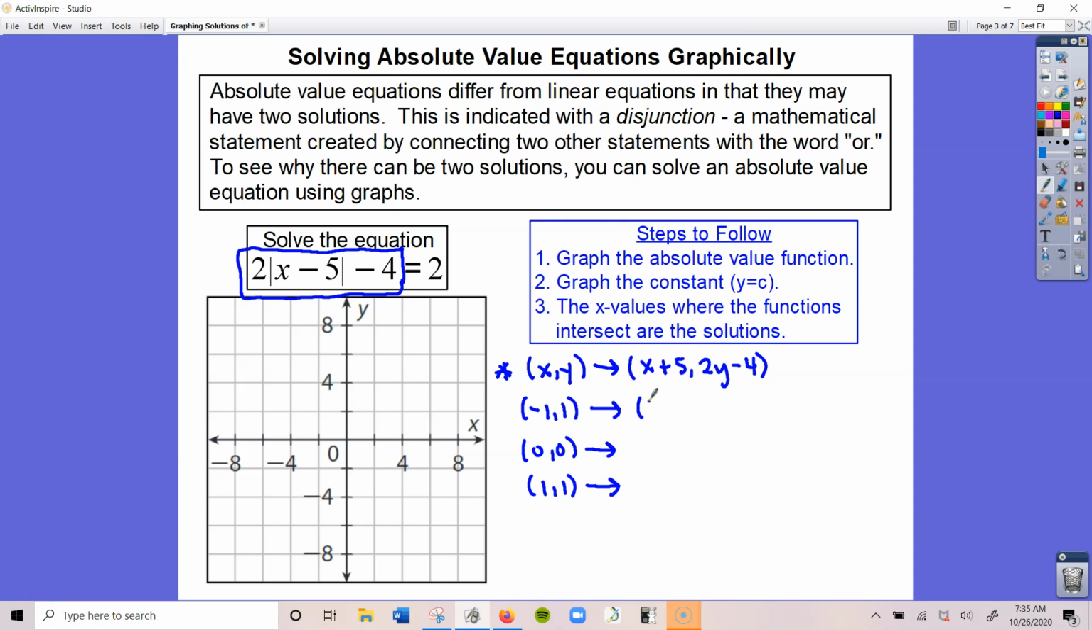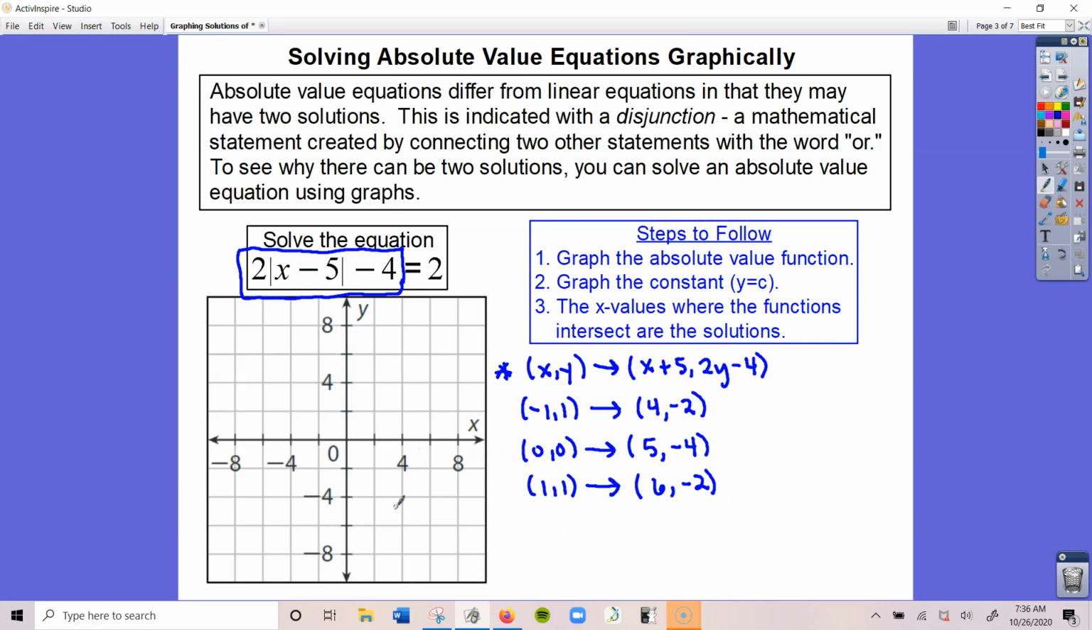Negative 1 plus 5 is 4. Then when you plug in 1 for the y, 2 times 1 is 2, minus 4 is negative 2. When we plug in 0, 0, we get 5. 2 times 0 is 0, minus 4, negative 4. And when you plug in 1, 1, we get 1 plus 5, which is 6. And again, 2 times 1 is 2, minus 4, negative 2. So these are my new points. I'm going to go ahead and graph that.